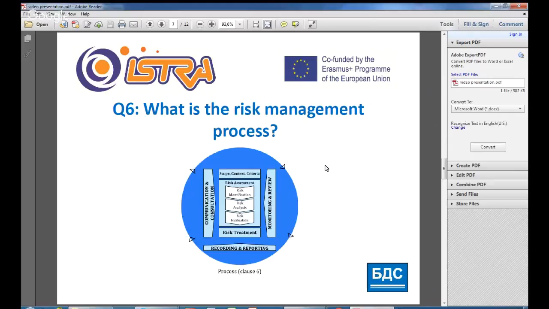As you see, there are some other activities which lie on both sides of the main core steps on this figure, and those are supporting activities which should be implemented during all steps of the risk management process. Those are the processes of communication and consultation to the left, and monitoring and review process, which you see to the right of the core steps.